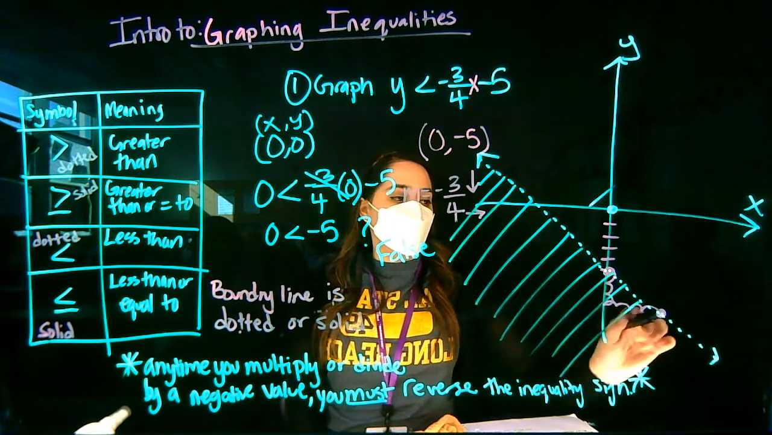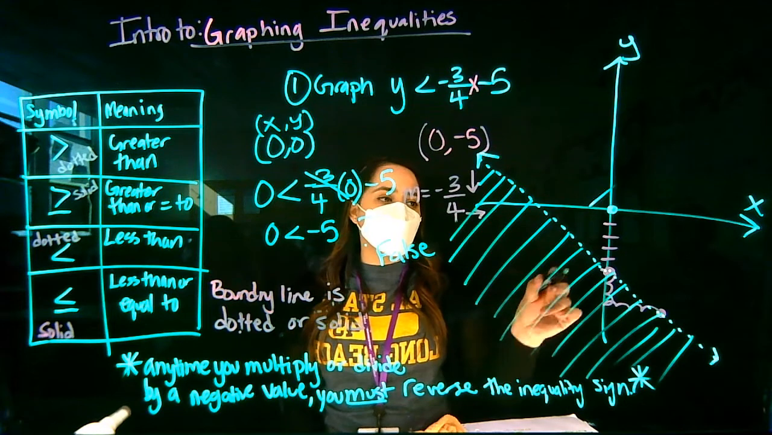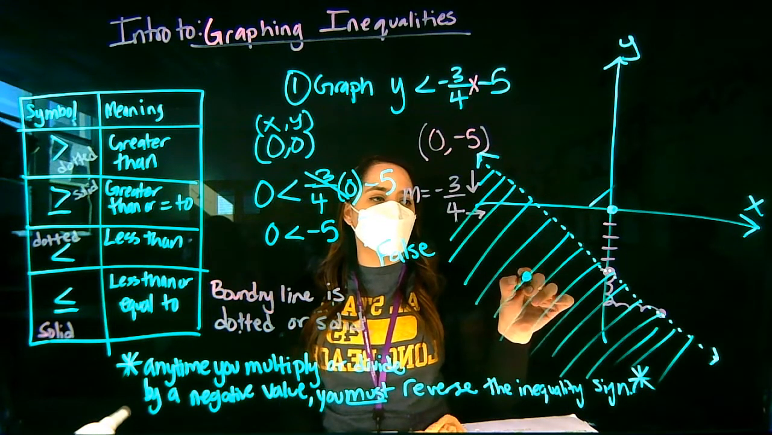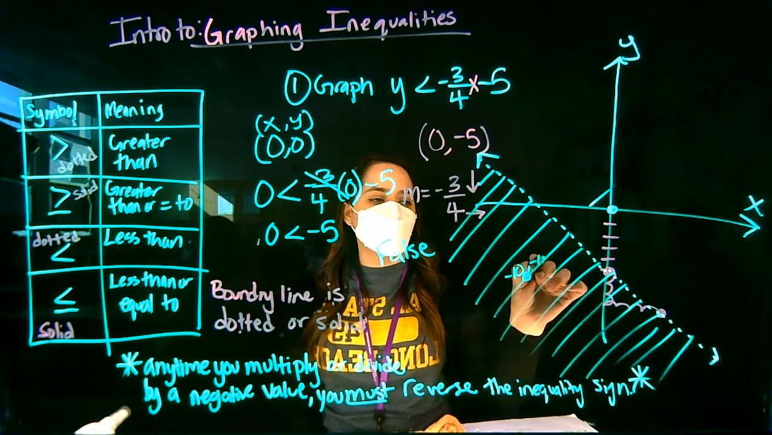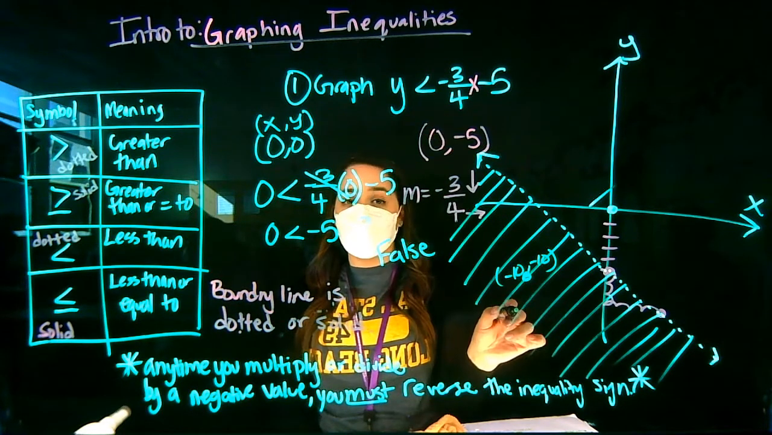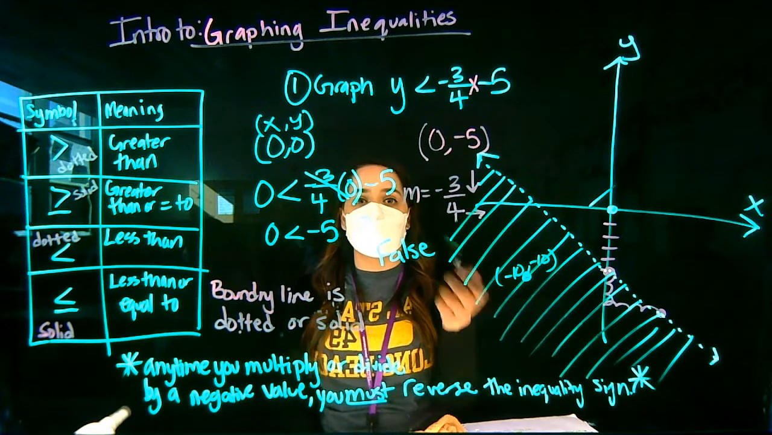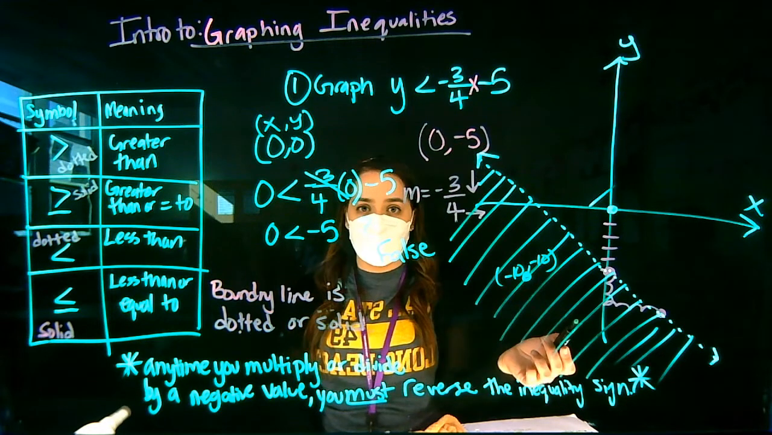If you want to be extra, which it's always good to be a little extra, you can pick another point somewhere down here, like -10, -10, or something. Plug that in. You should get a true statement, because no matter what point you do beneath the line, it's going to be a true statement for this inequality. It's going to be a solution.